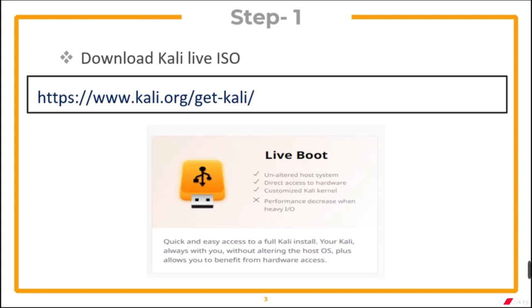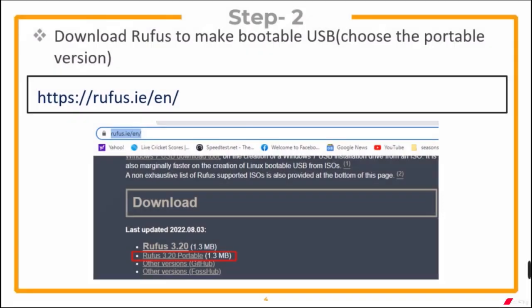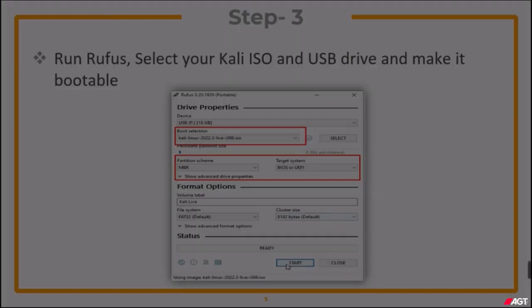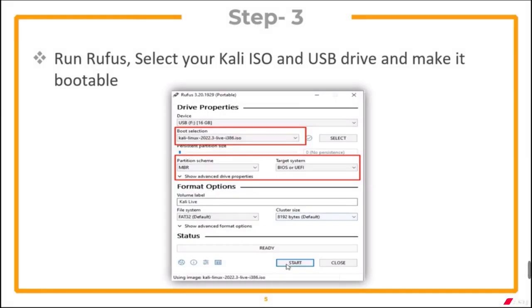In step 1, download Kali Live ISO from the website. In step 2, download Rufus to make a bootable USB. Choose the portable version to download. Now run Rufus. Select your Kali Linux ISO file and USB drive and make it bootable.